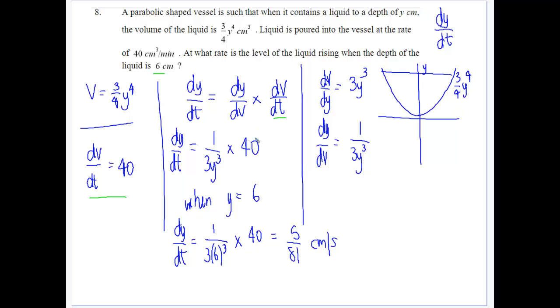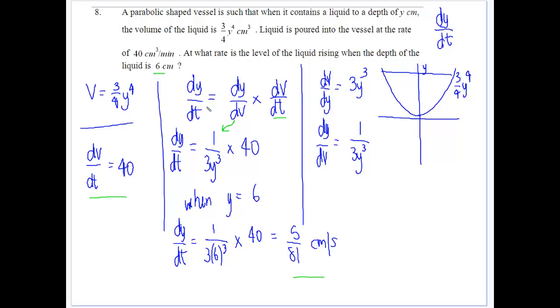Because that's the 40. dy/dV, well, we know V is equal to 3/4 y to the power of 4. So dV/dy would be 3y cubed when we derive this expression. And then dy/dV, taking the reciprocals, would be 1 on 3y cubed. So that's where we are able to get our expression of 1 over 3y cubed there. And when y is equal to 6, we're able to do our substitution of y is equal to 6, and then get that value of 5 on 81 for the rate of increase of y with respect to time.